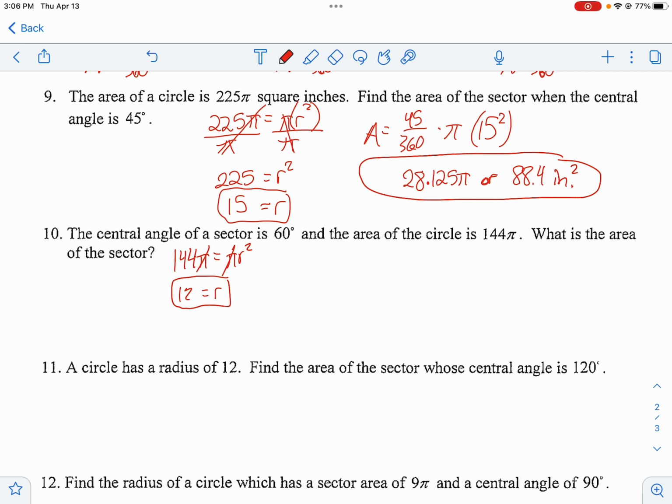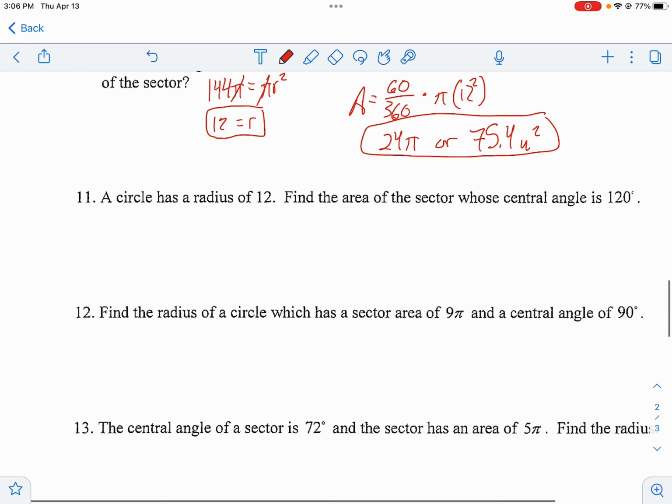Let's go ahead and find the area of the sector then. So area of the sector is equal to 60 over 360 times pi r squared, and my radius is 12. So 12 squared is 144, so I'm going to go 60 over 360 times 144 gives me 24 pi, or 75.4. And that is in units squared, I suppose.